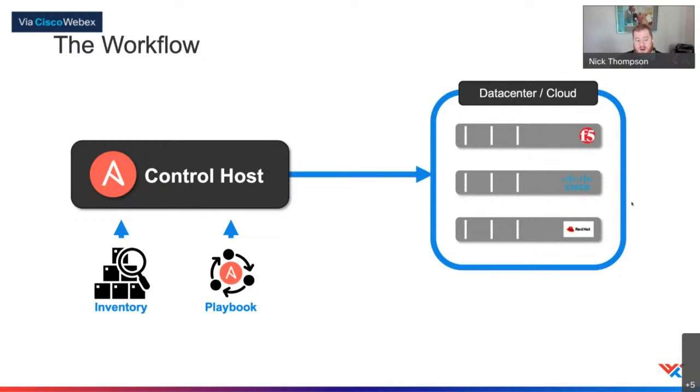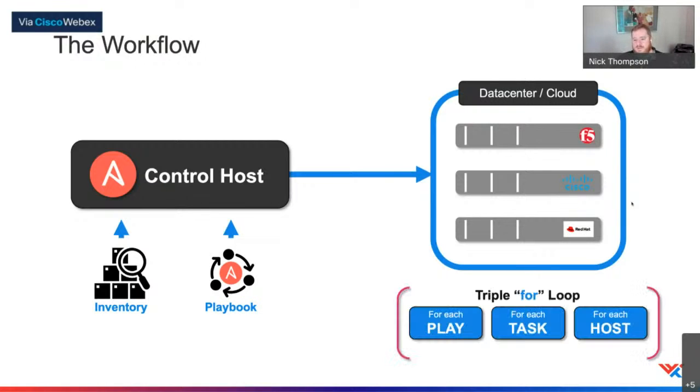Now, that control host, it's going to have an inventory. What are those devices I'm targeting? It's going to have those playbooks that are in the environment that are going to do something. One of the things to think about is that if you look at how Ansible works, and if you're familiar with any kind of traditional programming languages, Ansible really works in kind of a triple for loop.